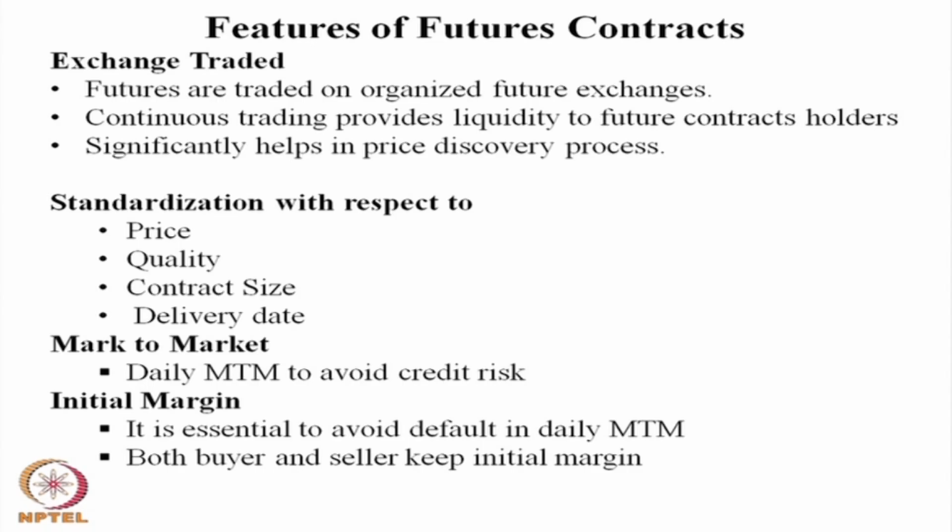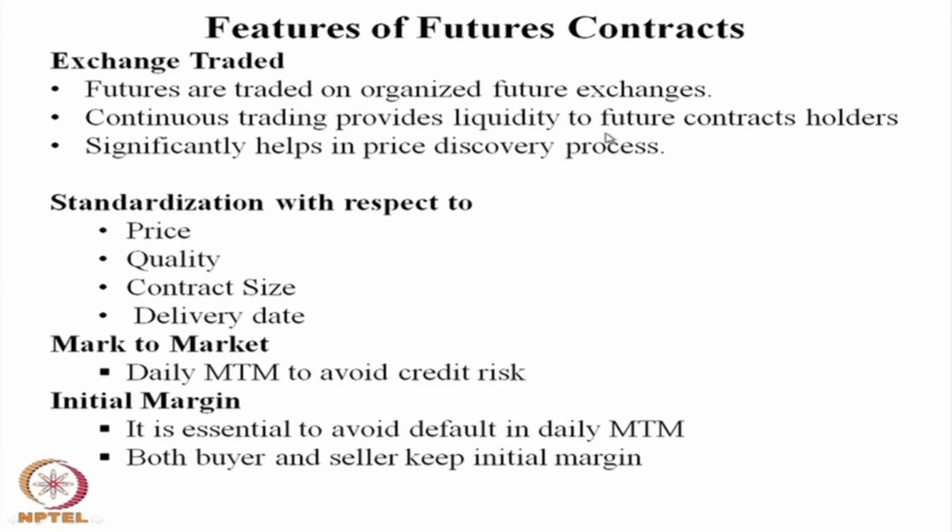What are the features of the futures contract? These are exchange-traded contracts. There is an exchange, a clearing house. The buyers and sellers come to the exchange and buy or sell futures contracts, and they do not know each other. However, they act through the intermediary, the exchange itself. Futures are traded on an organized futures exchange.